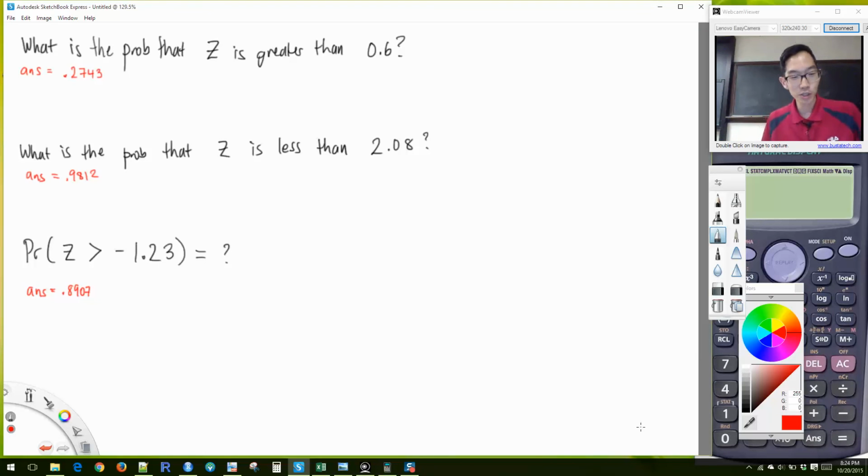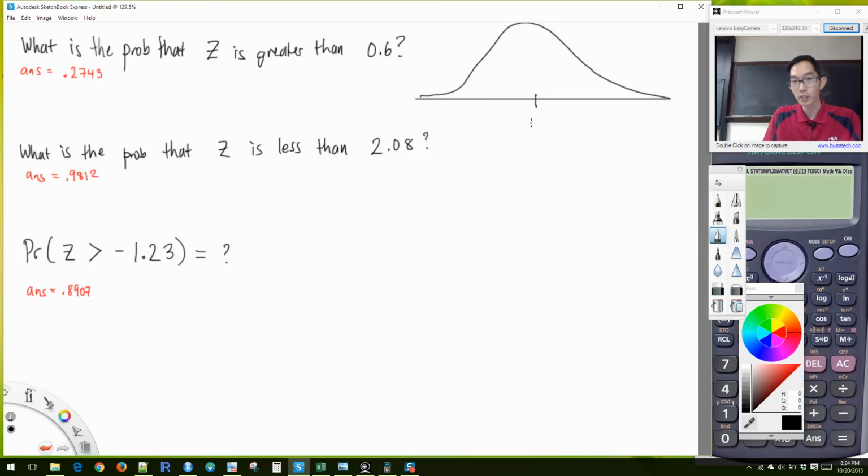All right, let's draw a picture. Okay, so I hope your picture matches mine. So here's a hill. In the middle of the hill, we put 0. I'm drawing a number of 0.6. 0.6 goes over here. And I draw a vertical line. Okay? And I'm asking, what is the probability that z is greater than 0.6? So the area that I want is over here. So far, so good, right?